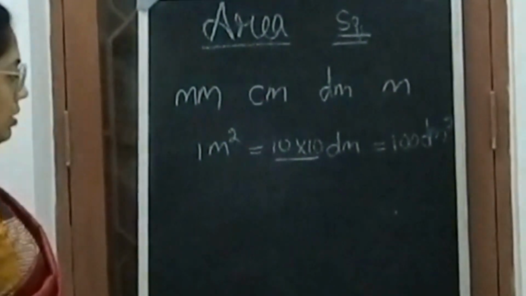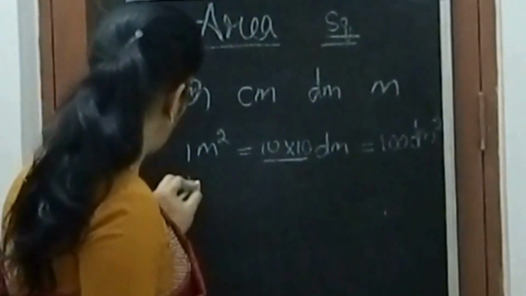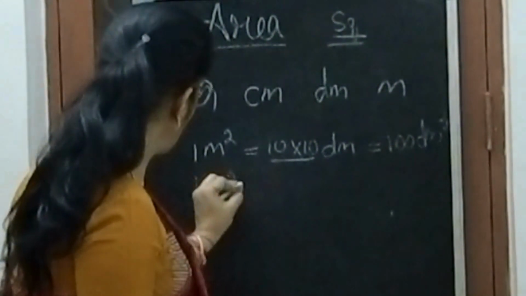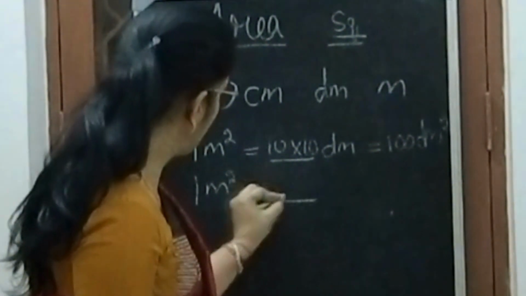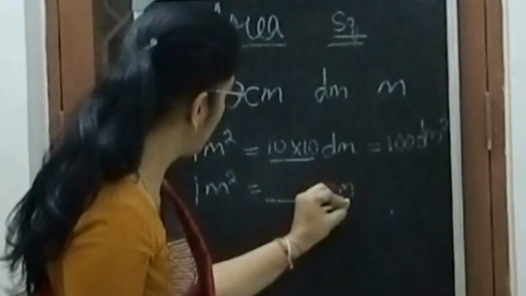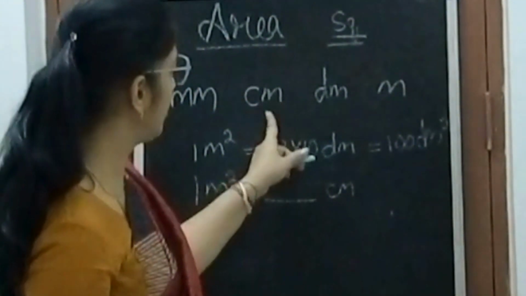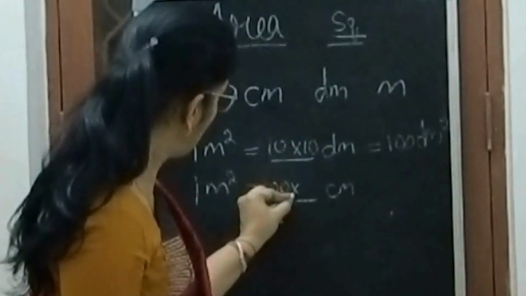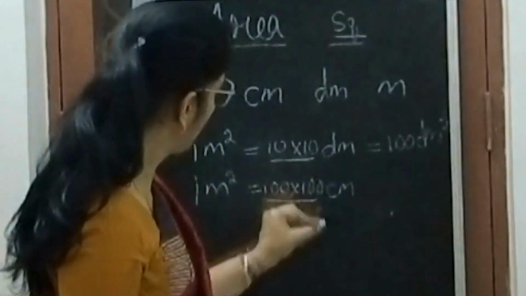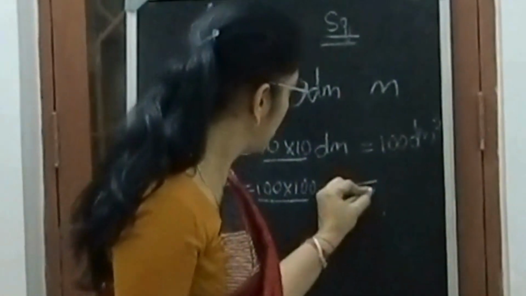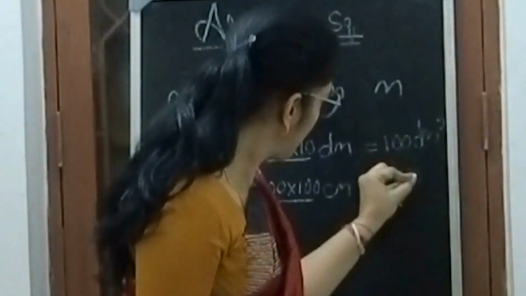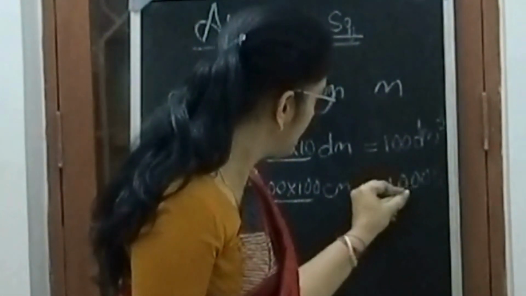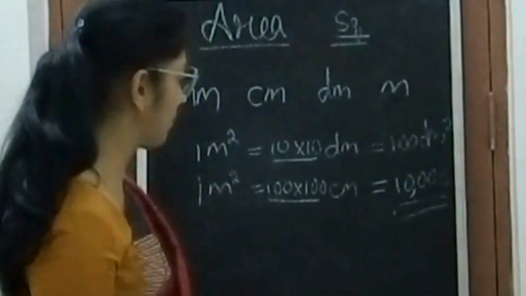So square. Okay? Then 1 meter square equals how many centimeters square? Then again we do 100 because 2 are there, right? So 100 into 100. That will be how much? 10,000 centimeters square. Okay?